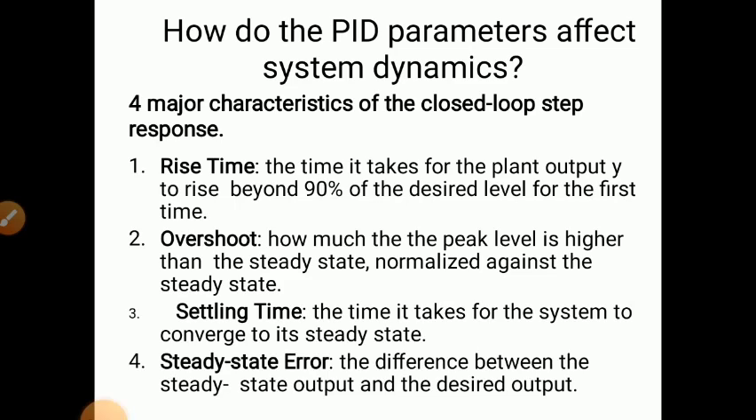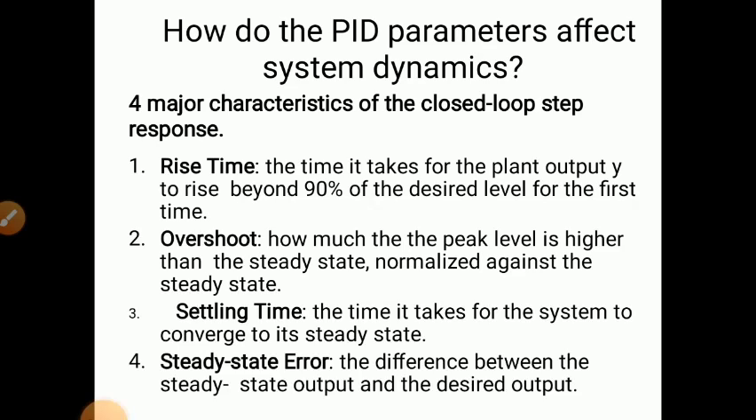Now, how do the PID parameters affect the system dynamics? There are four major characteristics of closed loop step response, which we have already studied: rise time, overshoot, settling time, and steady state error. These characteristics are affected by the PID parameters. Rise time is the time it takes for the plant output to rise beyond 90% of the desired level for the first time. This is the rise time.